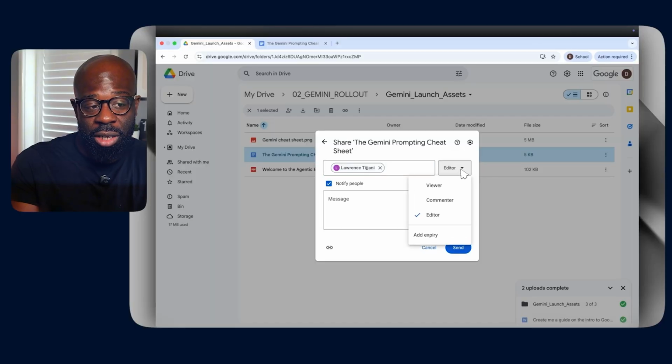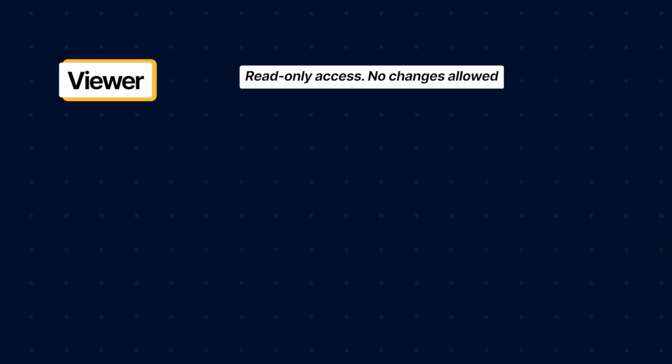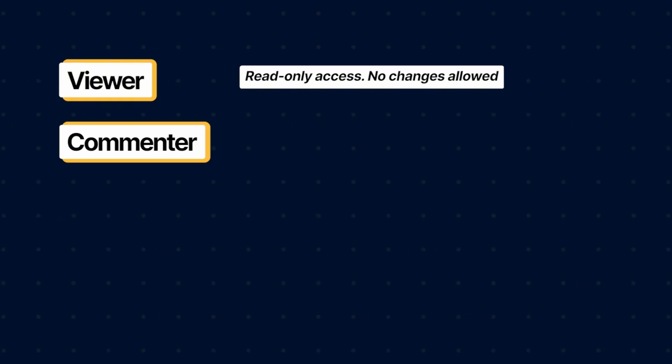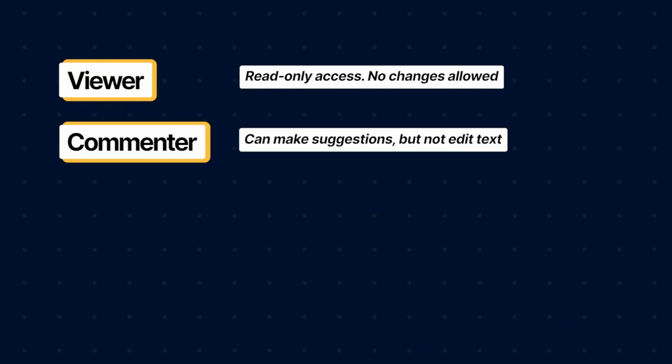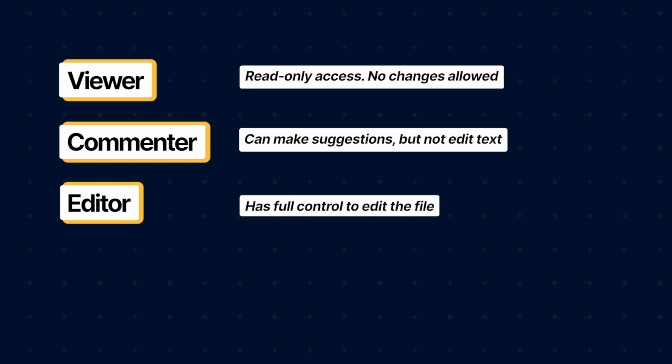If I click on the drop down here, I have 4 different options. I have viewer, which is essentially they can just look at the document. They can't do anything to the document. Then I've got commenter. This means they can comment on it as well and leave notes for me. Then you have editor. This is where they have full control. They can delete, update the document. So you just need to be really careful what permissions you share with the person.